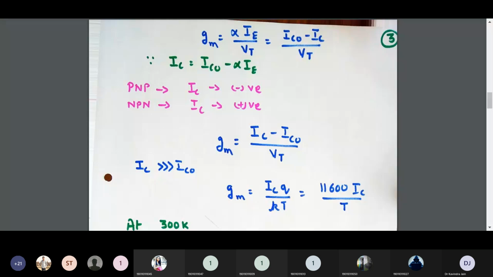What is the value of Q, beta? 6.23 into 10 to the power minus 19. 1.6 into 10 to the power of minus 19. Yes, sir. Sorry, sir. It happens, no problem. K is equal to 1.6 into 10 to the power of minus 19, that is Q, and at room temperature, that is at 300 Kelvin.